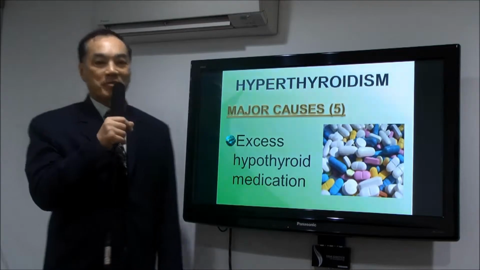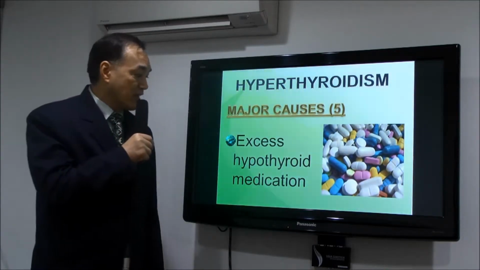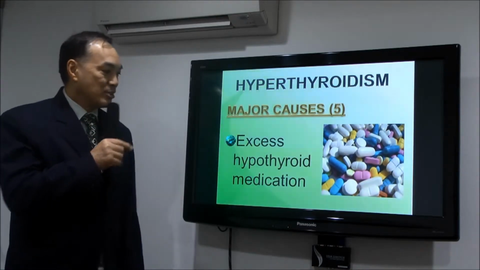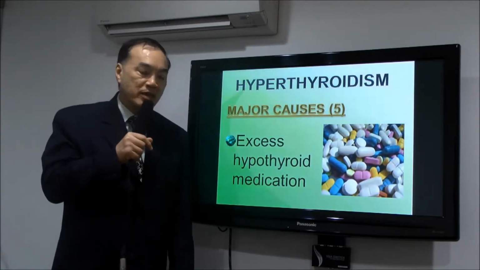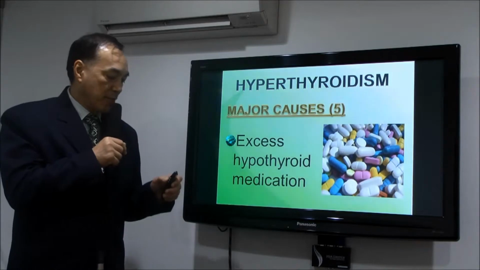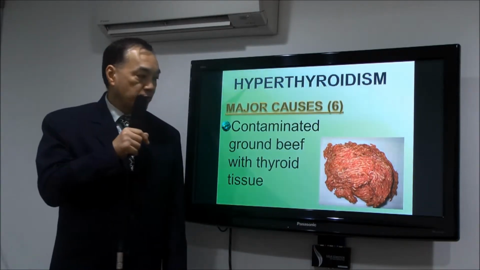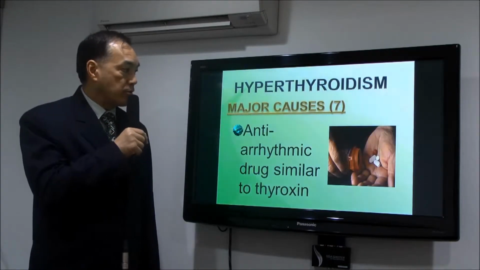Then another cause of hyperthyroidism is just taking excessive hypothyroidism medicine. It swings to the other end of the pendulum to make it more hyper instead of hypo in this case. Contaminated ground beef with thyroid tissue can bring about hyperthyroidism.